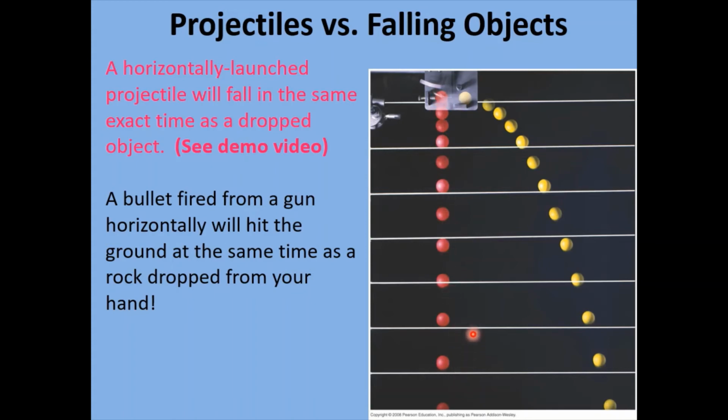And this picture was taken in a dark room using a strobe light with the camera shutter remaining open. So every time the strobe flashes, it takes a snapshot of where the ball is. And you can see that at every instant of time, the two balls are in the same position and they hit the ground at the same time.